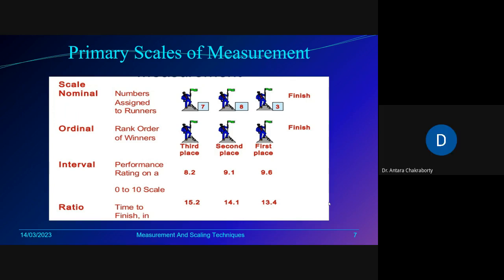So it is just for identification, the ID in our example. It is nominal scale data. Now, what is ordinal scale data?